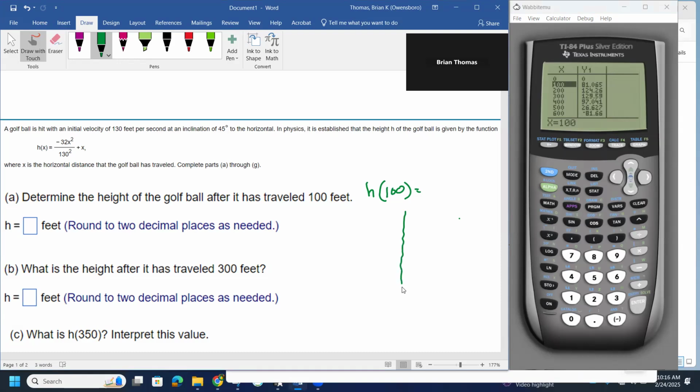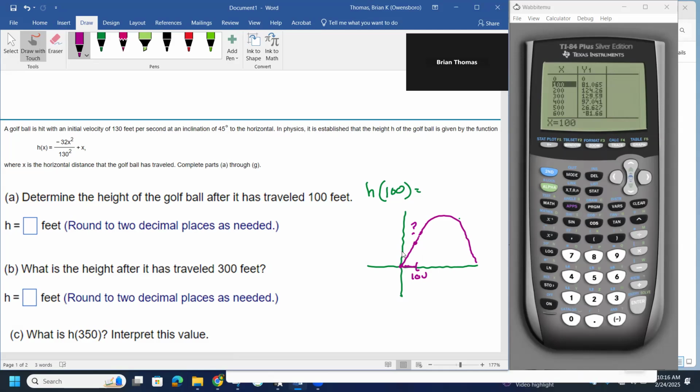If I make a little bit of a sketch here, I have axes. The initial start is here. The golf ball is going to be hit at a 45-degree angle, so it's going to take off here. Somewhere along the way, gravity is going to pull it back down, and it's going to come back down. So basically what they're asking is, as the horizontal distance is 100, how far off the ground am I? That's the question.